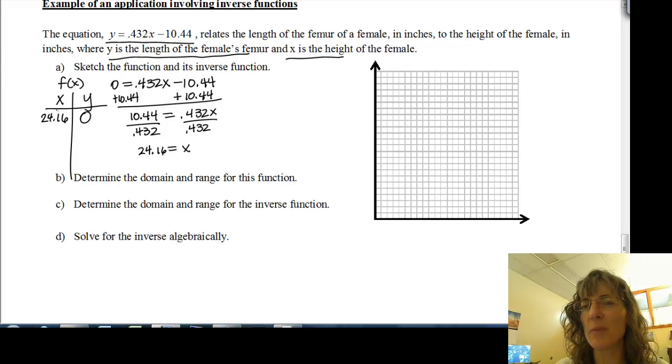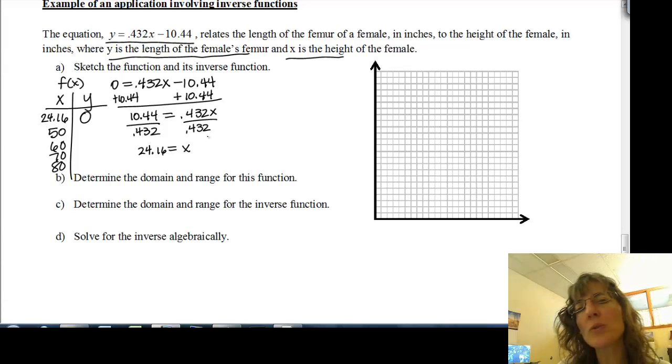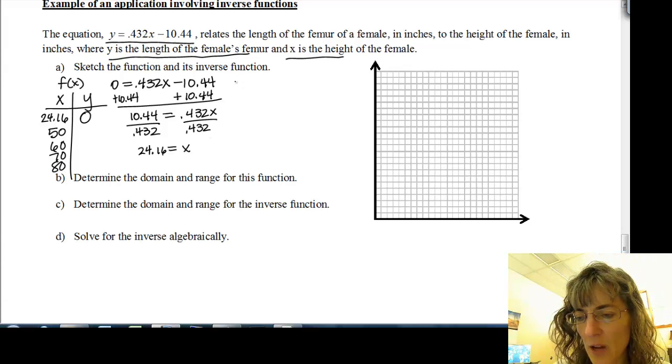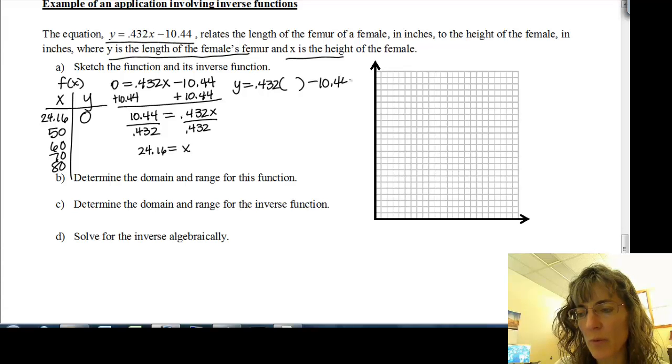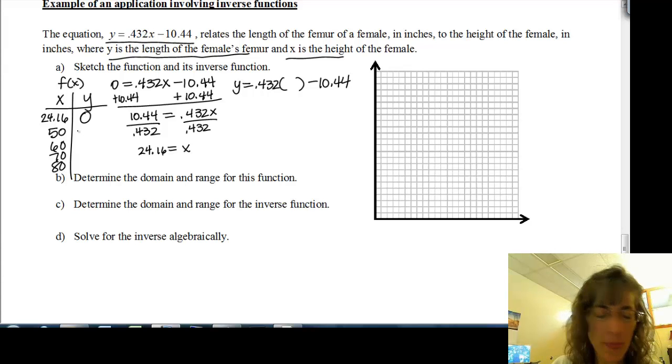Okay, so that's telling me that's the smallest point that's going to give me a positive value, and everything to the right of it will be positive. But I thought 50 inches was a good height of a person, 60, 70, and I did 80 as well. So I'm going to plug each of those into the formula, and I'll have it as y equals 0.432, plug in whatever your x is, minus 10.44. I was using it in this form because remember I'm supplying the x's, I want to find the y's, so it'll be in that form.